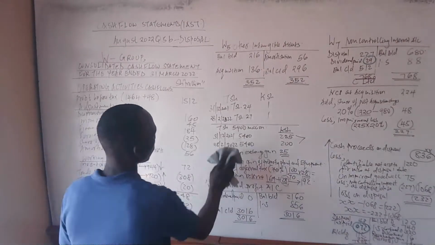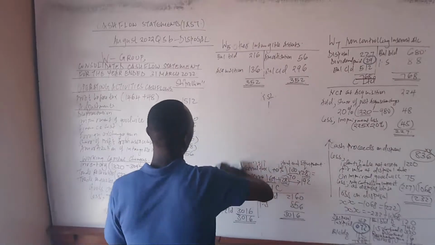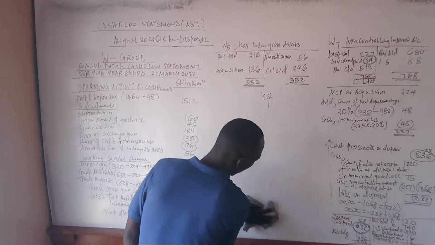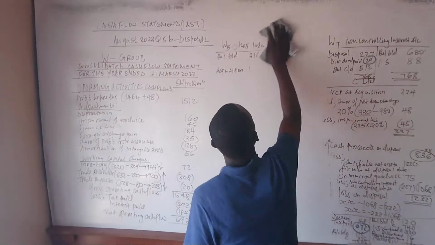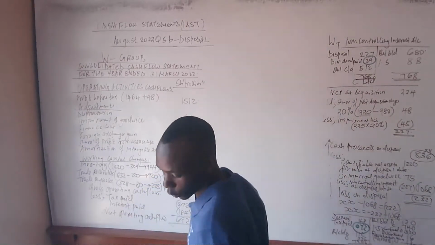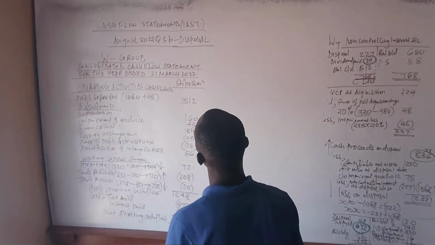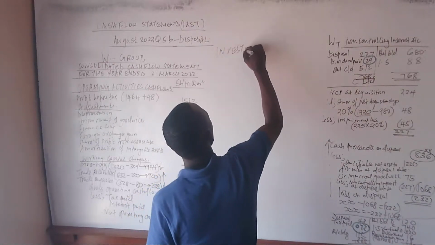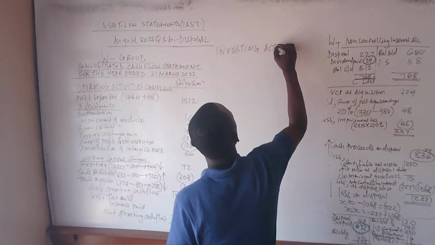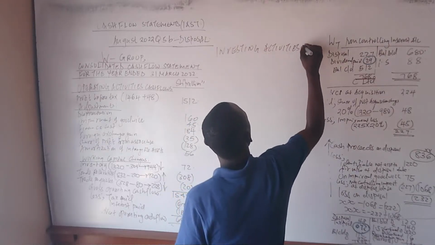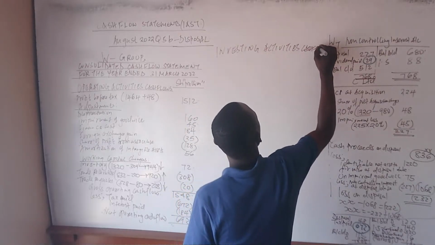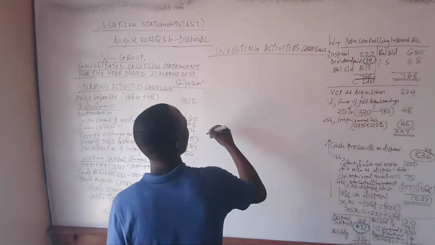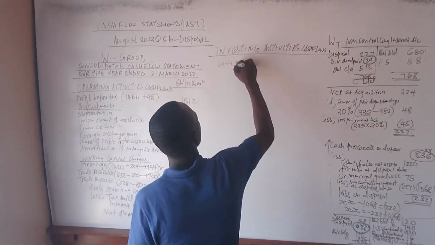The next one is investing activities cash flows. So let us go to the investing activities cash flows. So give me the cash proceeds. We start with the cash proceeds.